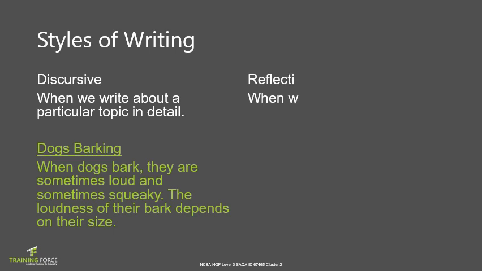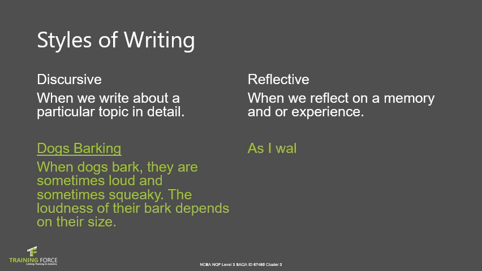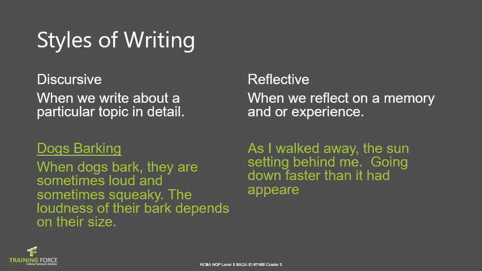Then we look at reflective text, when we reflect on a memory and or an experience. Example, as I walked away, the sun setting behind me, going down faster than it had appeared that morning. Now we're reflecting on a particular memory or an experience of how we felt about something.